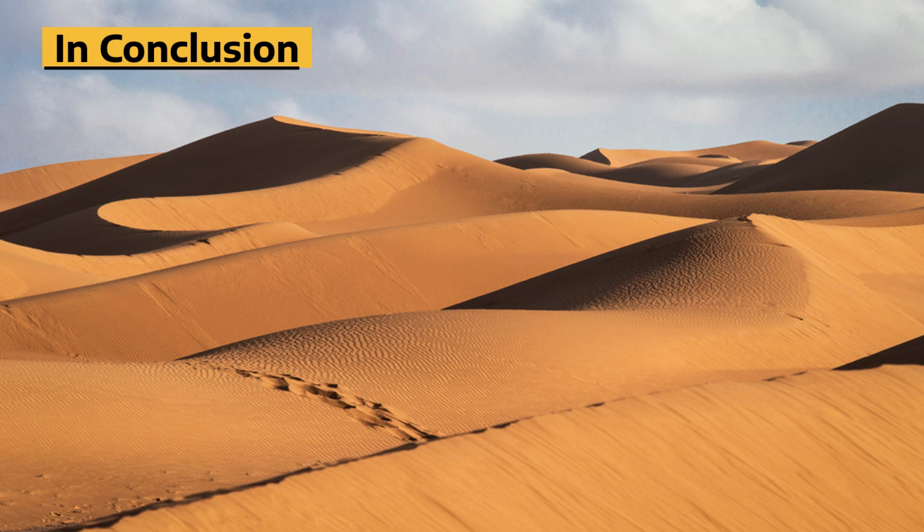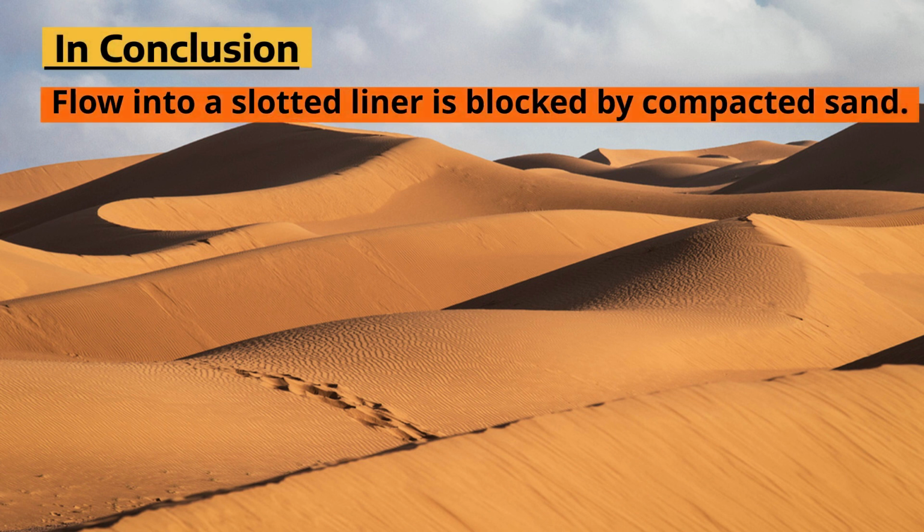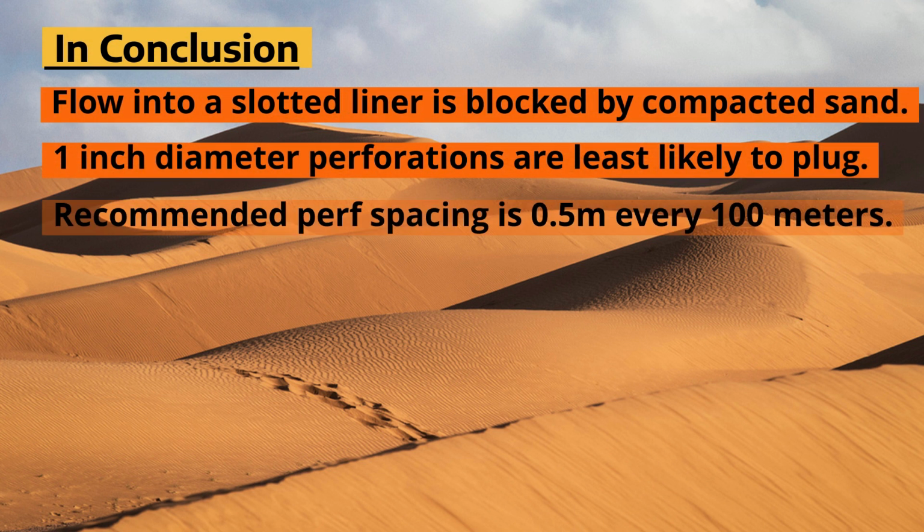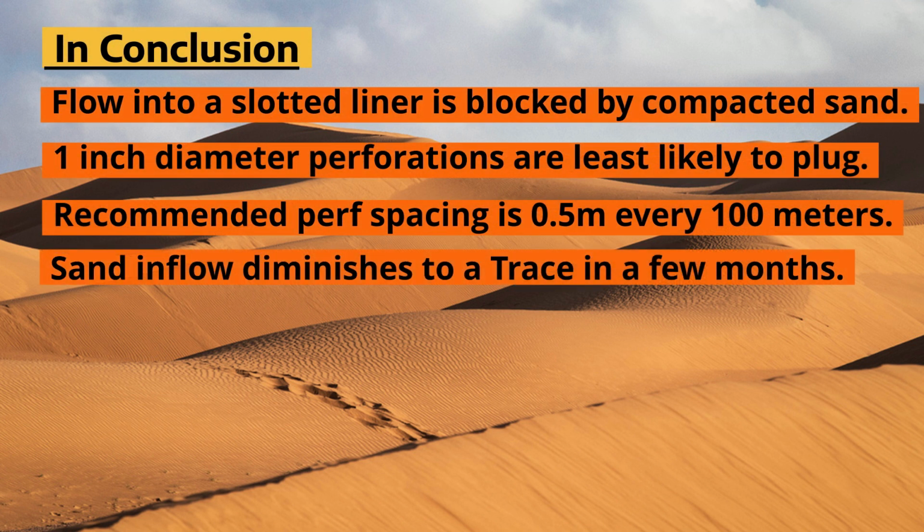In conclusion, flow into a slotted liner is blocked by an accumulation of compacted sand several meters thick. Large diameter perforations are necessary for extraction of the compacted sand. Perforation spacing is at the operator's discretion based on diminishing returns of oil recovered and volume of sand that will be handled. The need for sand removal from the liner is short-lived.